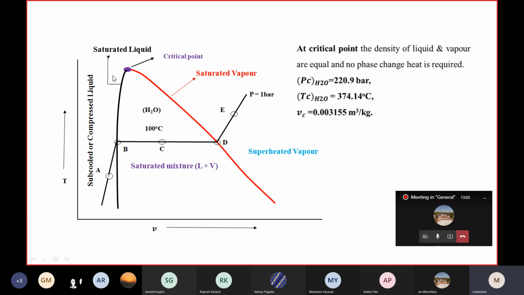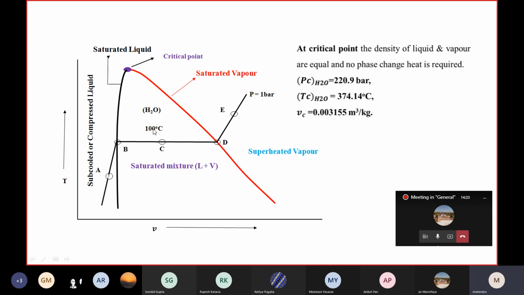The liquid is converting to steam without this in-between mixture state. Mixture state means liquid plus vapor, without this, directly. So whatever power plants we run above this, we can call an ultra power plant. Above the critical point we are running, suppose.